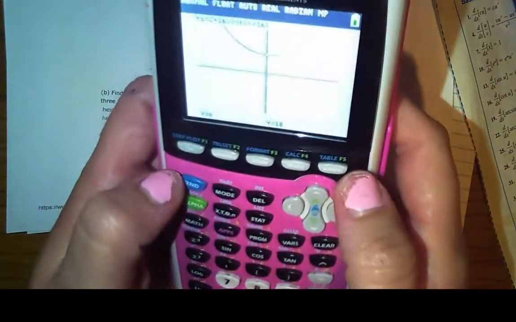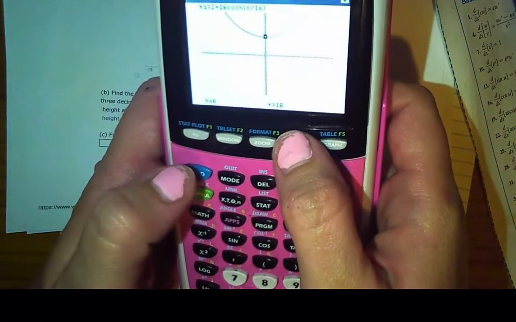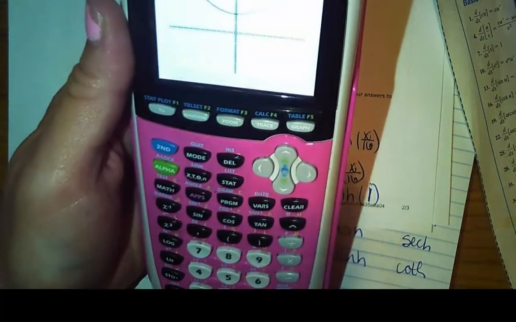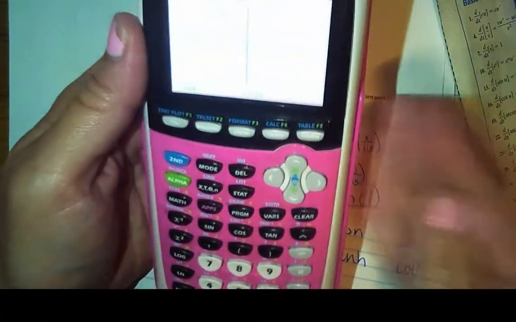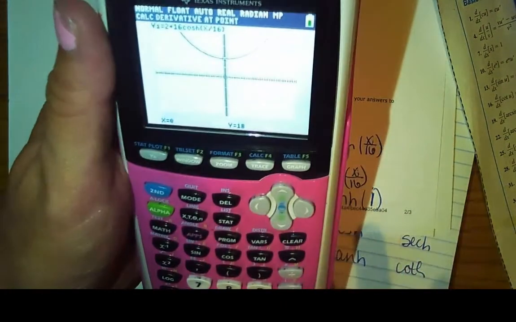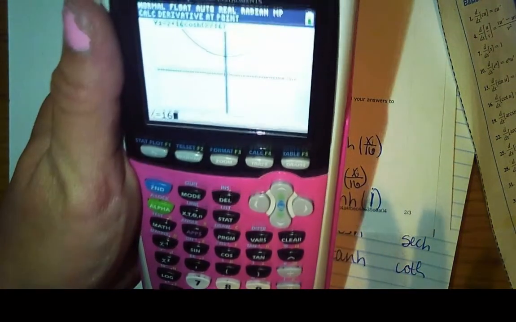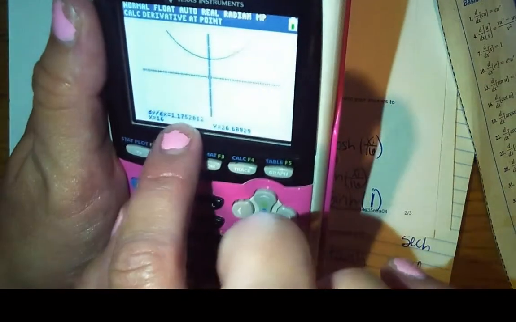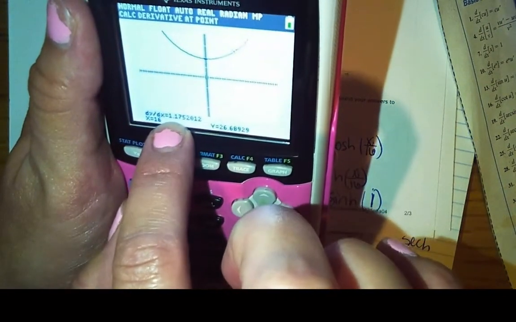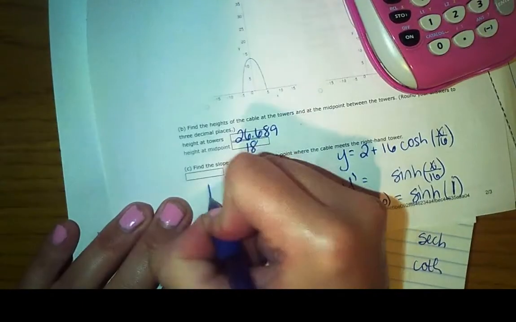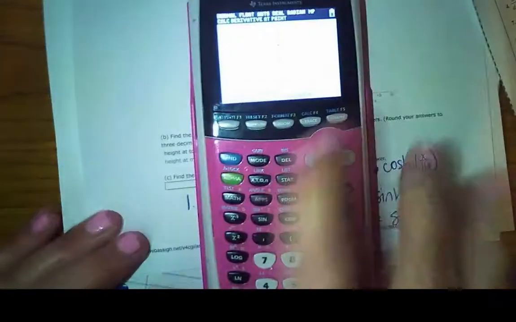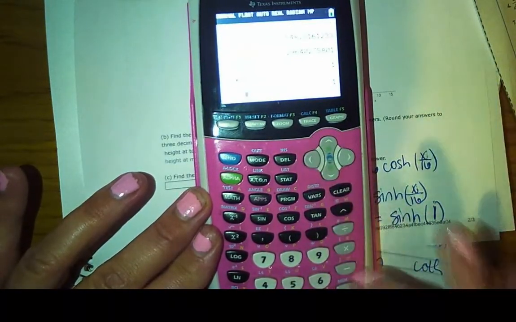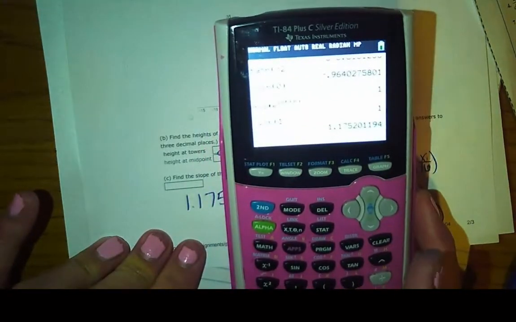Now, if you want to do all that, or look at this magic, hit second calc and choose 6, which says dy/dx. It asks where you want the derivative to be evaluated. So I am going to hit +16, and it's going to think for a second, and it's going to say your derivative is 1.175. If I go to my home screen and find the sinh of 1, I'm going to get 1.175. Okay, so either way.